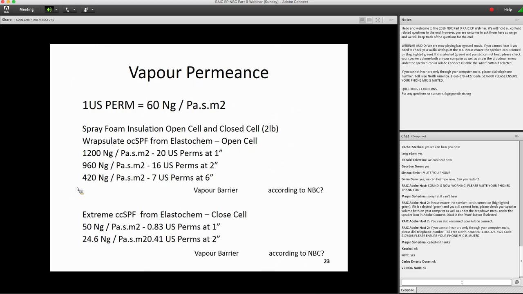So the very first question: what does the NBC consider as a vapor barrier? We're going to see later on when we read the NBC that 1 inch of closed cell is what can be considered a vapor barrier.